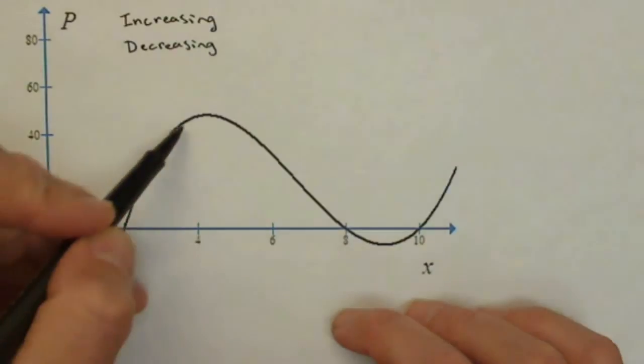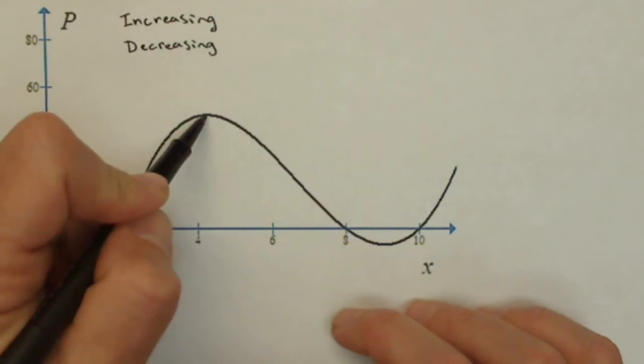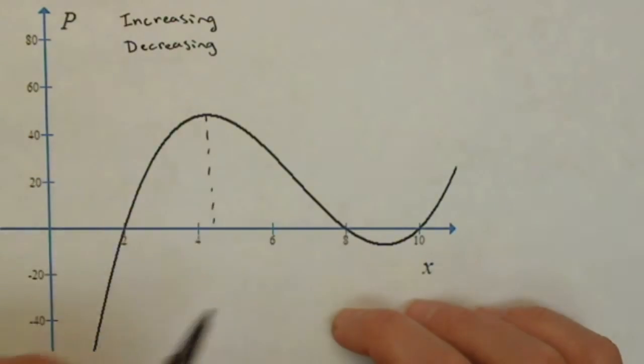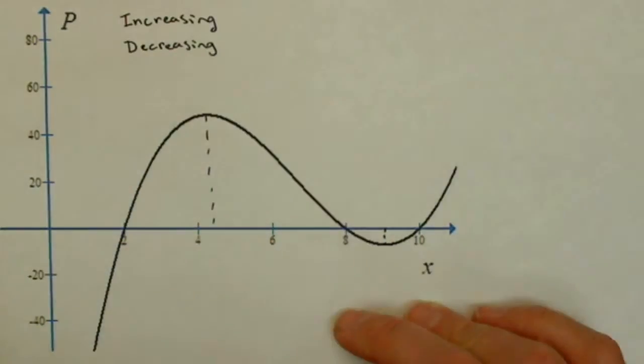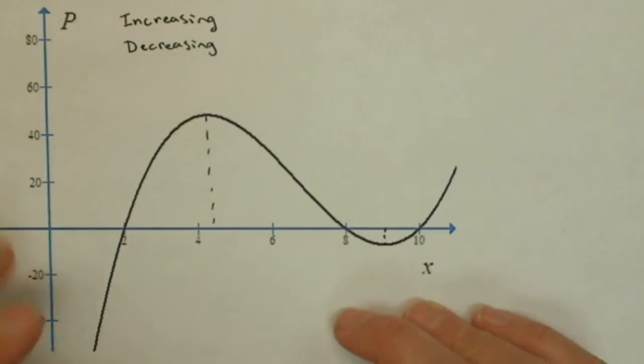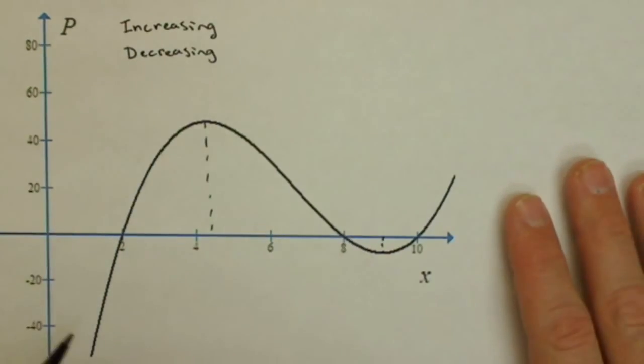So if we read a graph from left to right, it's increasing if it's going up. So it stops increasing right about there, and then it decreases to about right here, and then it increases. Now we write up our answers in interval notation. Now we can't see the graph past here, but we're going to assume that this behavior keeps on unless we're told otherwise.